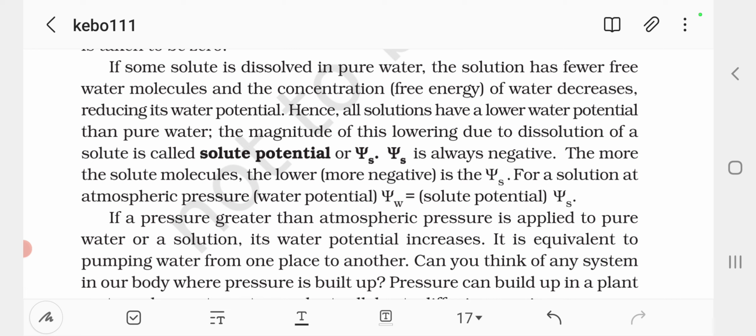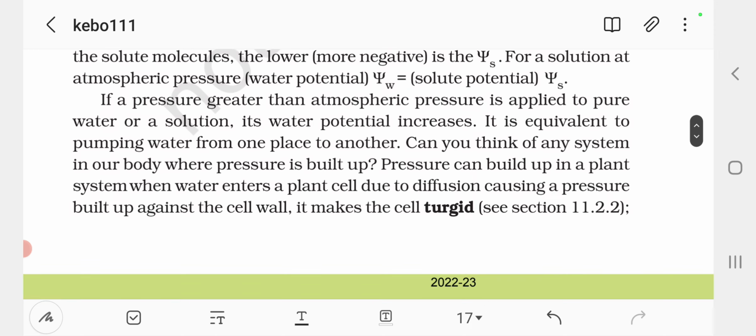For a solution at atmospheric pressure, water potential is equal to solute potential. If a pressure greater than the atmospheric pressure is applied to pure water or a solution, its water potential increases. It is equivalent to pumping water from one place to another. Can you think of any other system in our body where the pressure is built up?